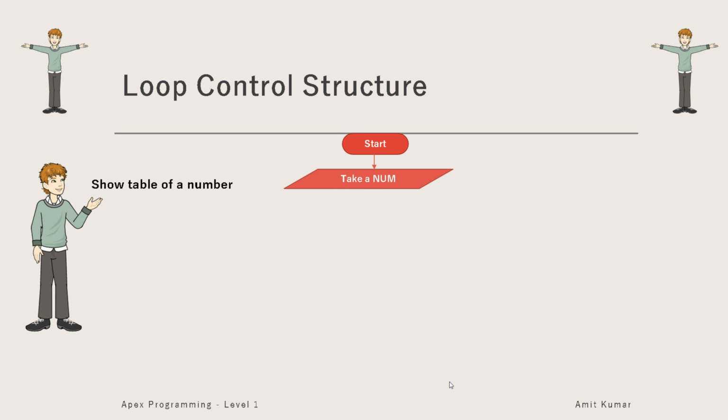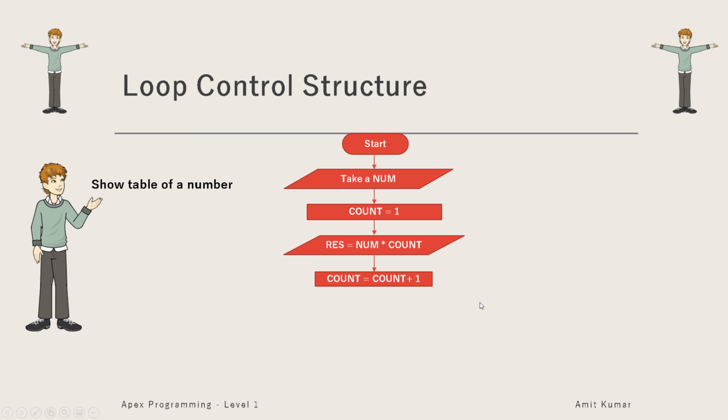We will start. We will accept a number. We will take a counter as 1 because when we print table of a number, we multiply the number from 1 to 10. So we have taken a count variable as 1. We multiplied the number. Suppose the number is 2. So we will multiply 2 with 1. So it is equals to 2 into 1 and result will be 2. We will increment the value of count.